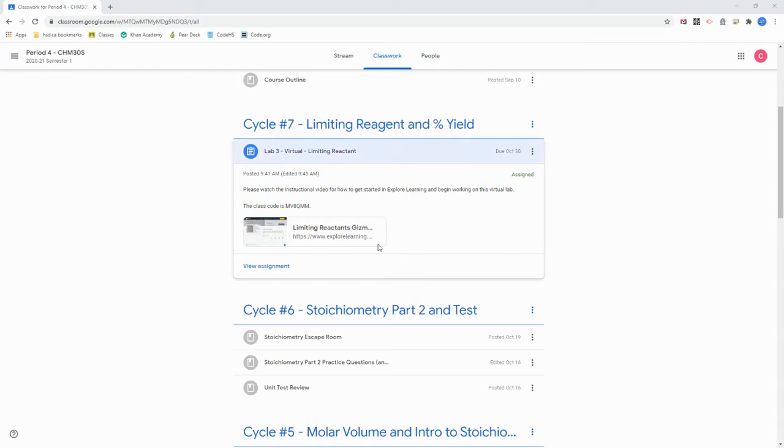So let's begin. The link that is posted here goes to a site called Explore Learning, and you are also provided with a class code that will get you set up into my class so that you can find the resources you need. There's a little quiz following the lab, and you can submit it right there within Explore Learning. So let's get started.